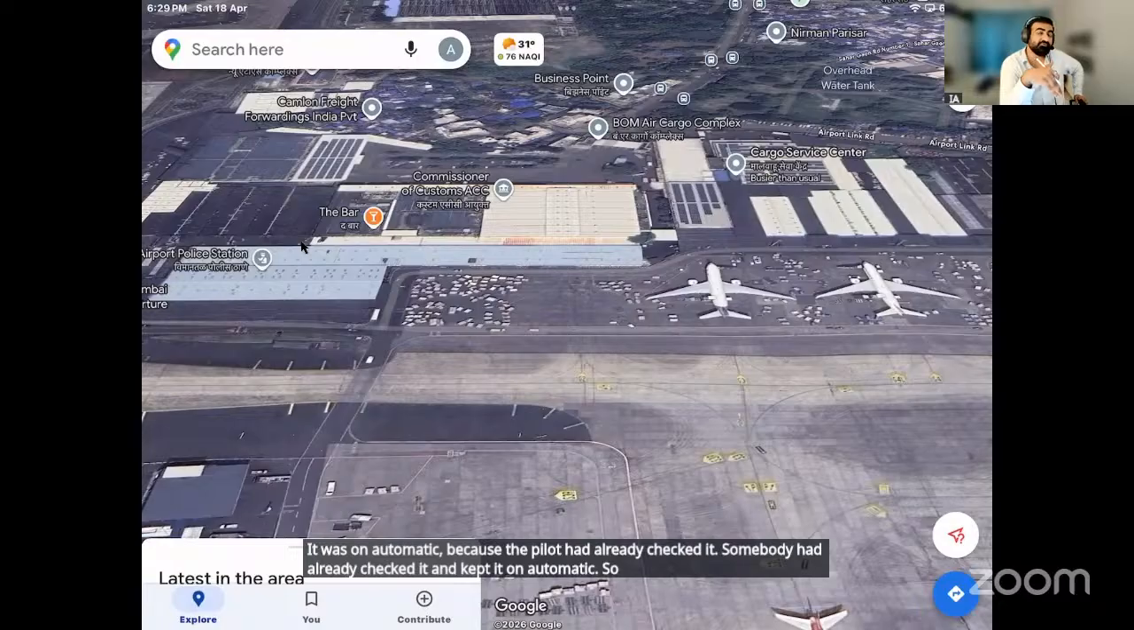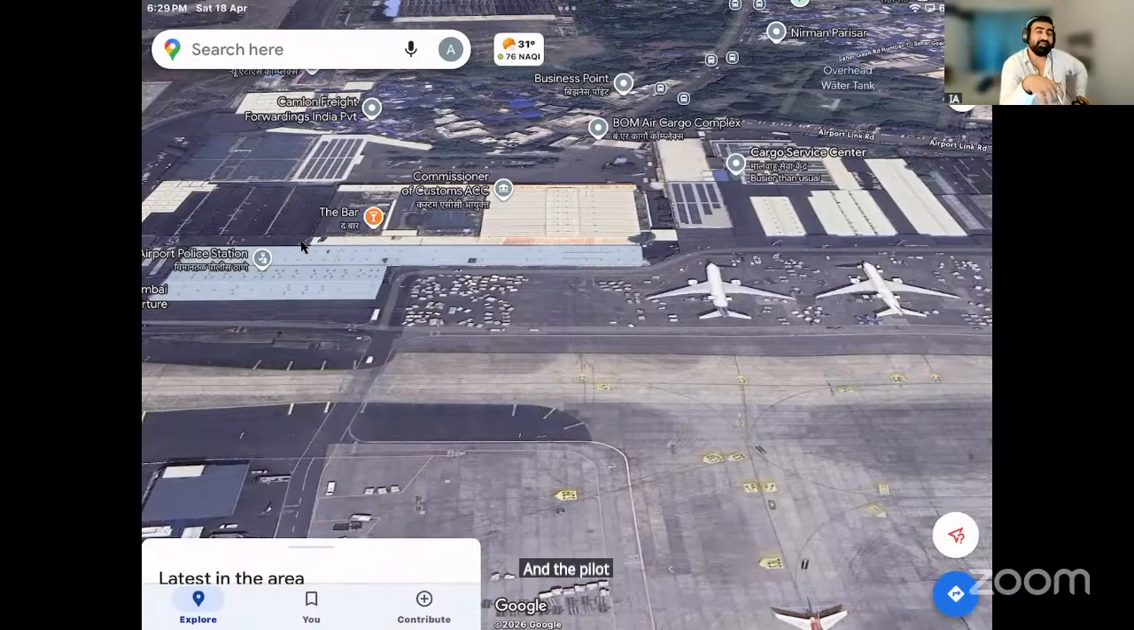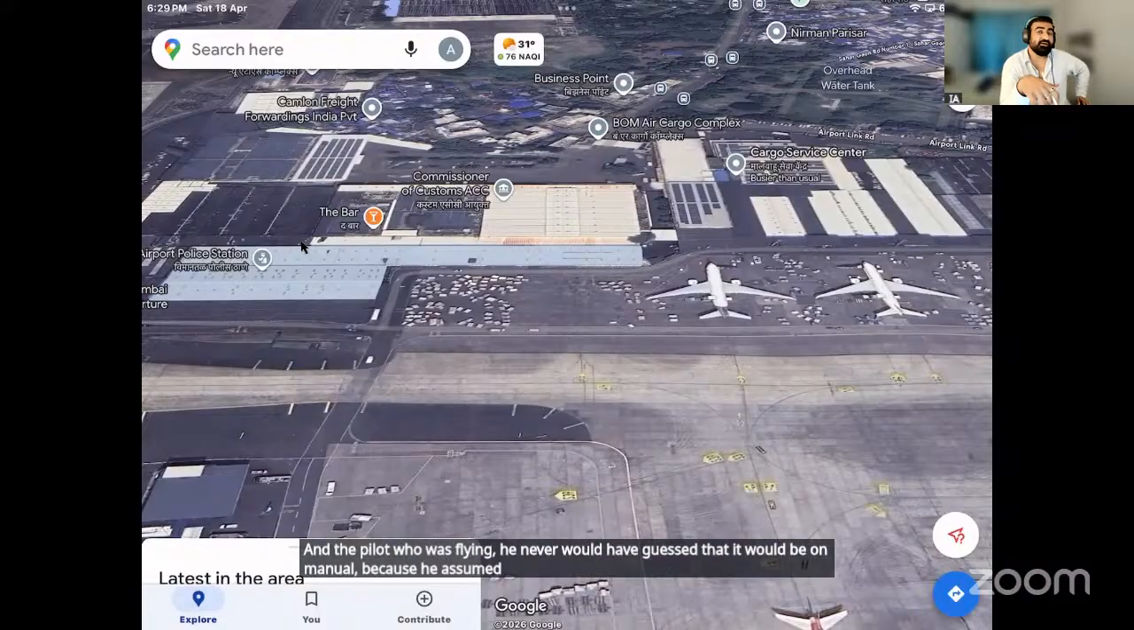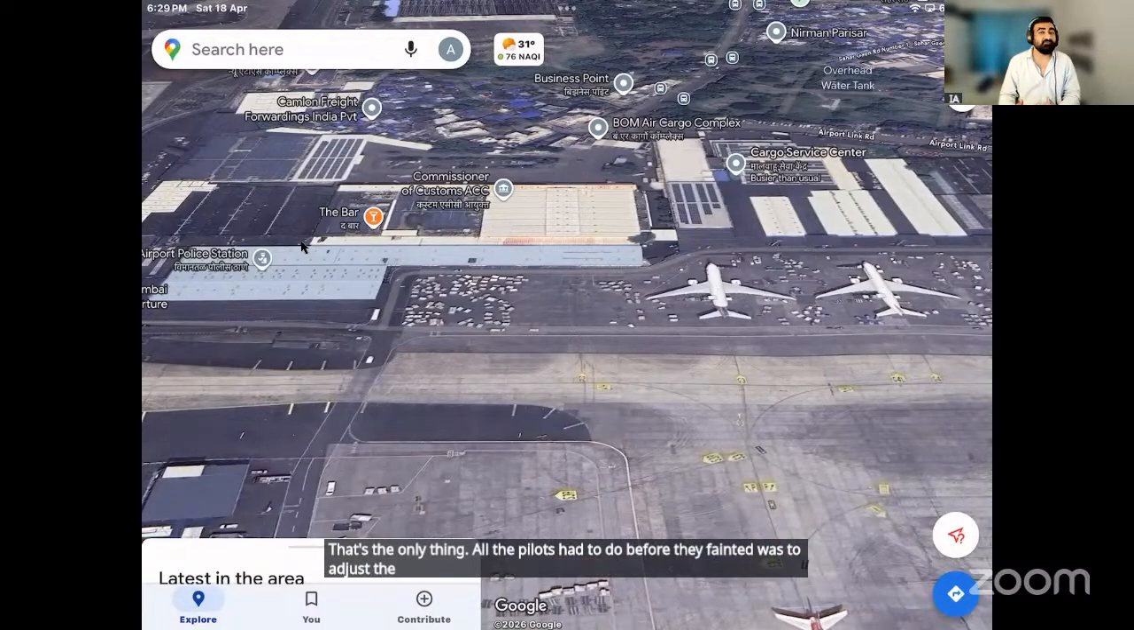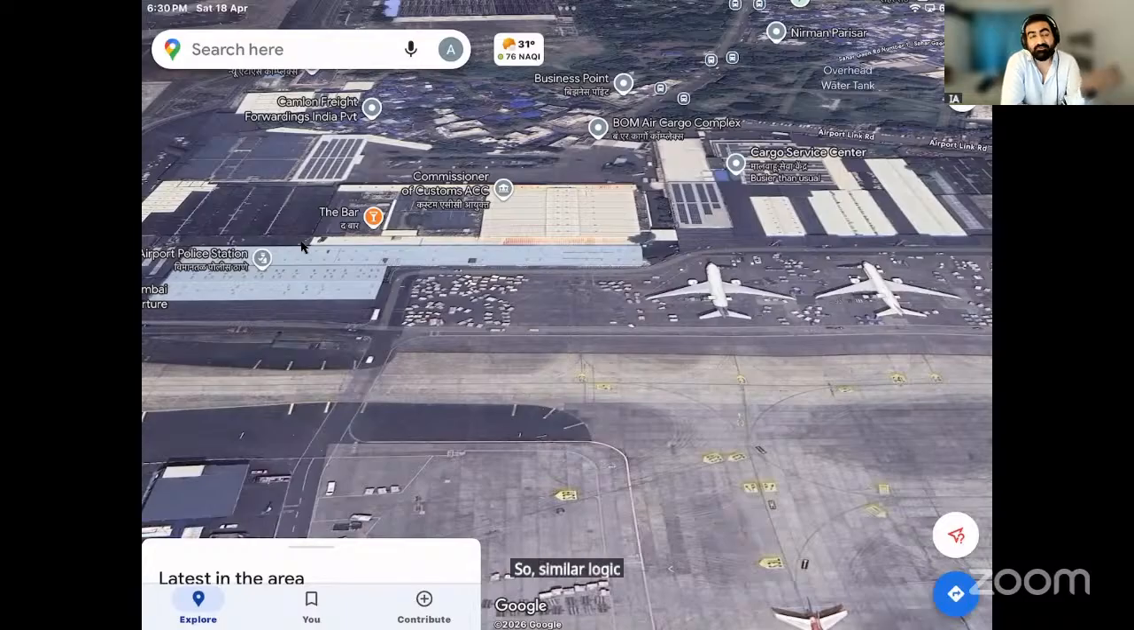So the person who checked it later came and checked it on automatic, then checked it on manual, and then left it on manual. And the pilot who was flying never would have guessed that it would be on manual, because he expected it to be on automatic. That's the only thing. All the pilots had to do before they fainted was to adjust the pressure manually or change it to automatic. So they thought it was automatic, but it was manual. Similar logic applies to the cell call check.